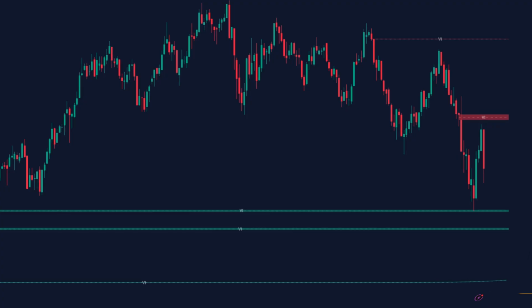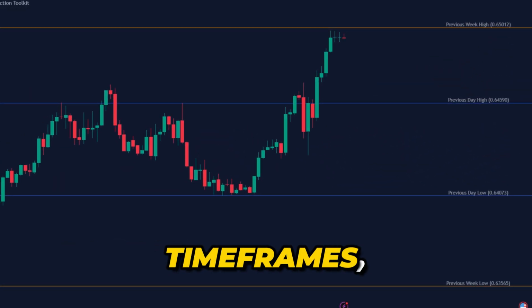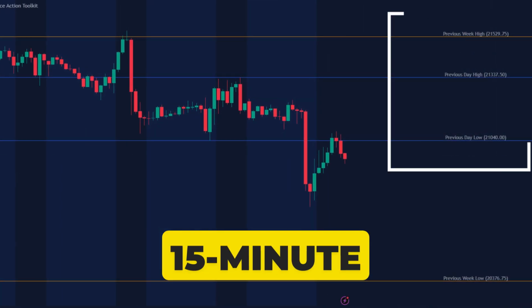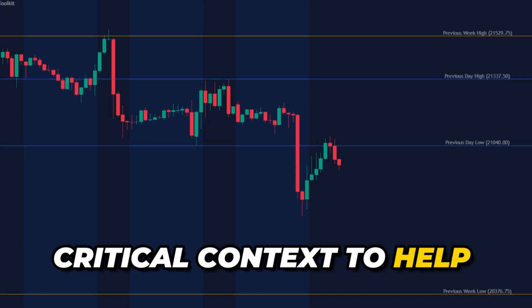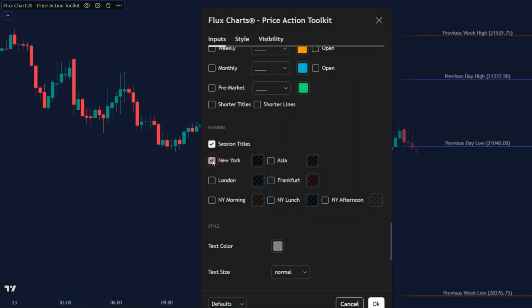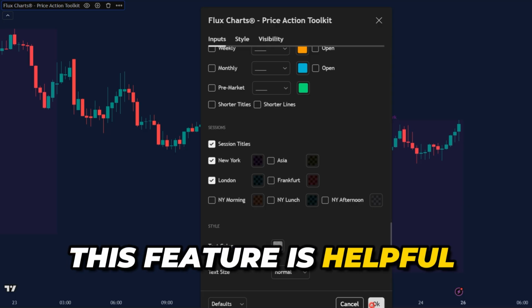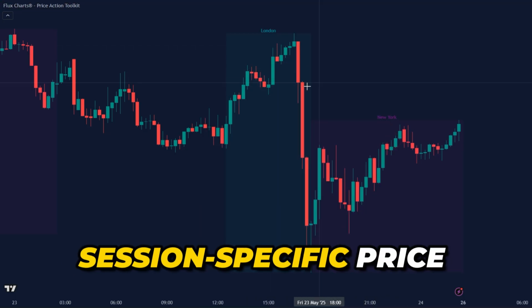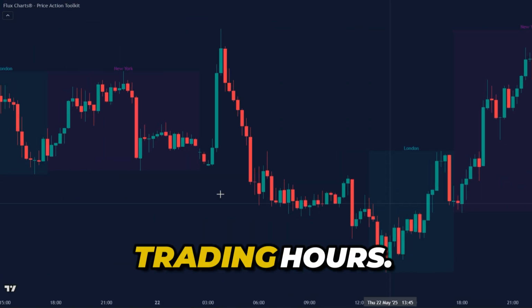With multi-timeframe analysis, MTF, the toolkit plots highs and lows from multiple timeframes, giving you a broader market view. Whether you're trading on a 15-minute chart or a daily chart, the toolkit provides critical context to help you make more informed decisions. The Price Action Toolkit also highlights various trading sessions. This feature is helpful for determining trade biases and planning based on session-specific price action, giving you a clear view of market behavior during different trading hours.